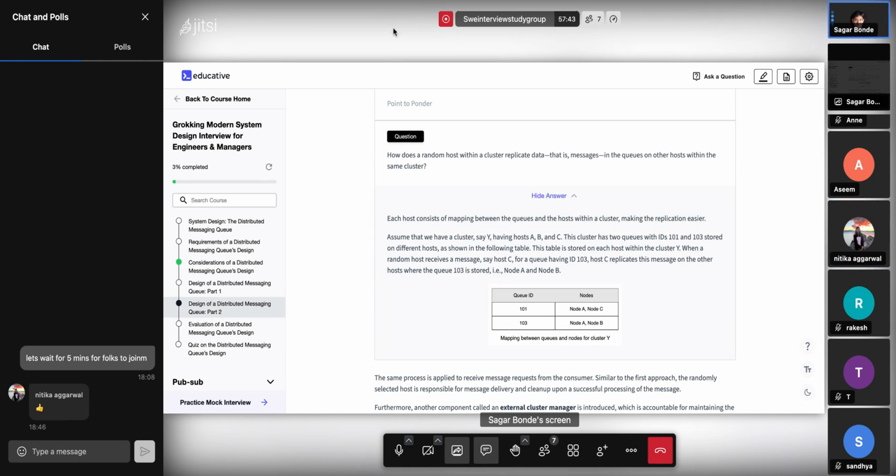Does anyone have a better explanation than what I explained, or is it slightly confusing? Can we read what is written over here? Sure, go ahead.